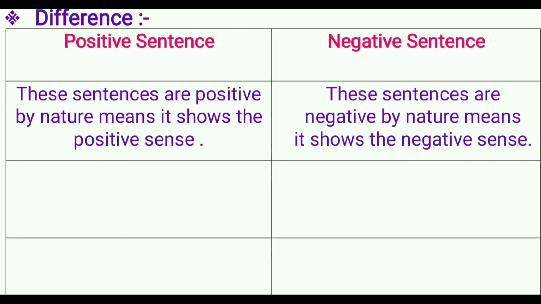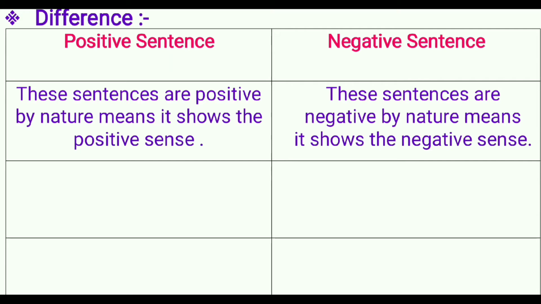And negative sentences, this type of sentences are negative by nature. They show the negative sense. It means that they show the negative shade of the sentence. If something is going there and we want to oppose it, then we use some words to oppose the particular claim, right? So at that time we use no or not.